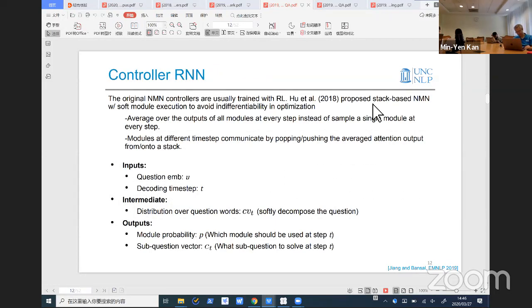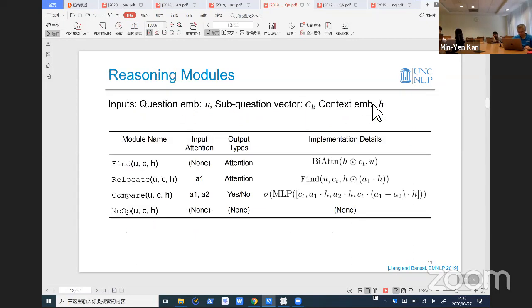First is a controller RNN, which is responsible for selecting the next module. The other part is the reasoning modules they define. They define four kinds of basic modules. First is find. It takes no input, but the output of this module is an attention distribution, which specifies the location of the object that you want to find. Relocate shifts the attention to another place. Compare takes two attention distributions and outputs a sigmoid distribution to indicate whether they are the same or not. The fourth one is just a placeholder, which is no operation.